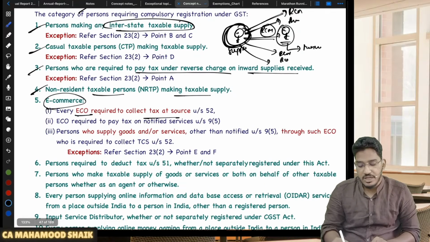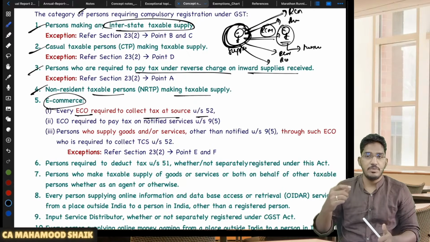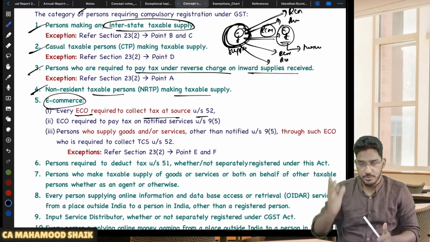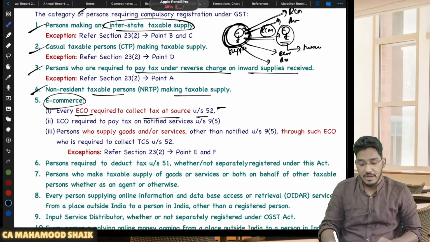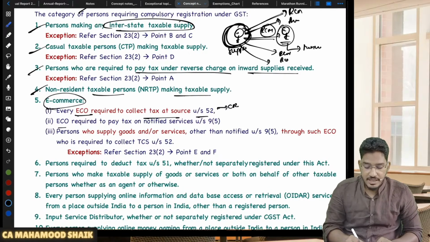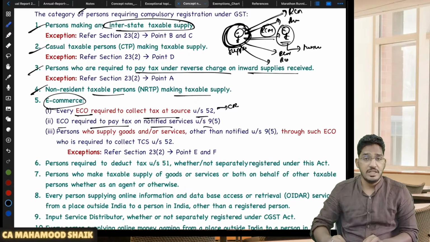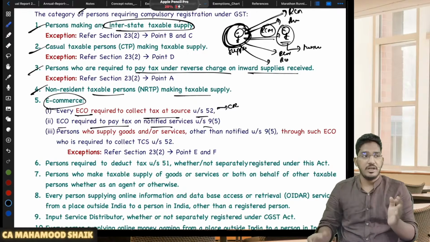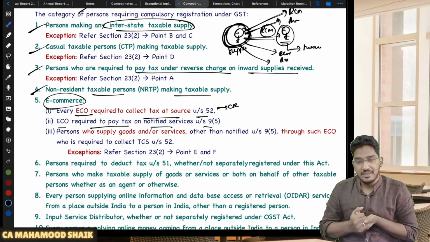Every e-commerce operator who is required to collect TCS under section 52, just in the previous session I have told who are those e-commerce operators who are required to collect TCS under section 52. So every e-commerce operator who is required to collect TCS under section 52 is liable for compulsory registration. Similarly, every e-commerce operator who is required to pay the tax under section 9(5). Just now I told which are the e-commerce operators who are liable to pay the tax under 9(5). So if you are an e-commerce operator required to collect TCS under section 52, or an e-commerce operator who is required to pay the tax under 9(5), you will be liable for taking compulsory registration.